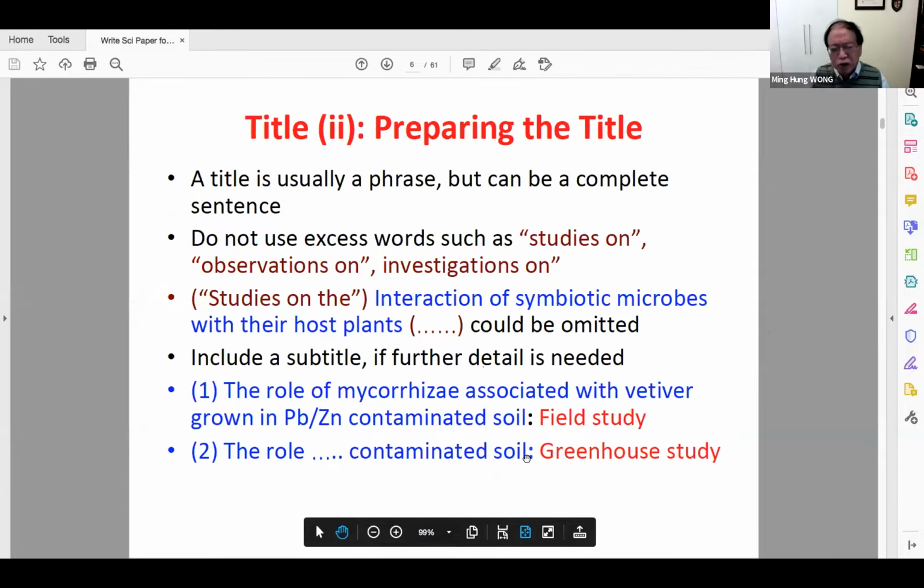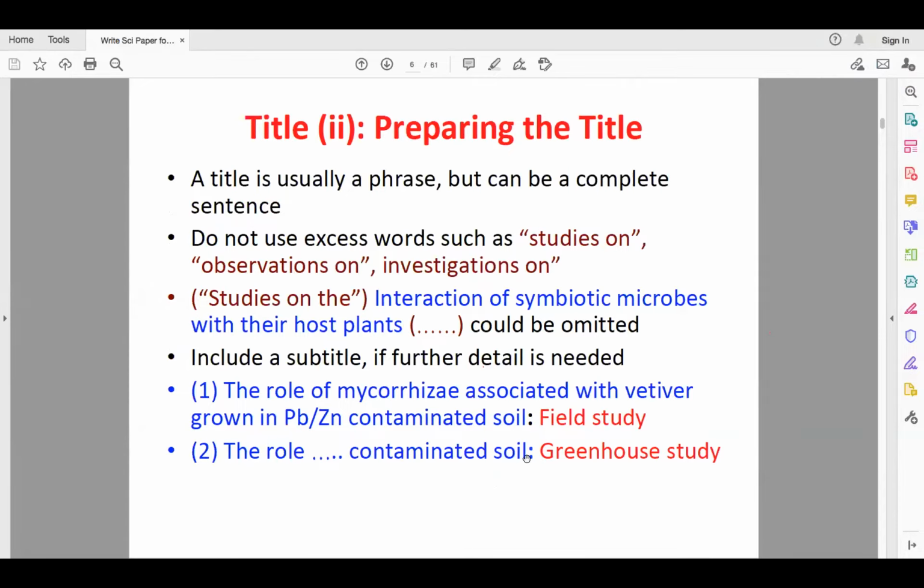So a title can be a phrase, it can be a complete sentence. So try to omit all these excessive words. Studies on, observation on, investigations on, I don't think these are necessary. So an example is given here. Interaction of symbiotic microbes with their host plants. I think the first three words could be omitted.